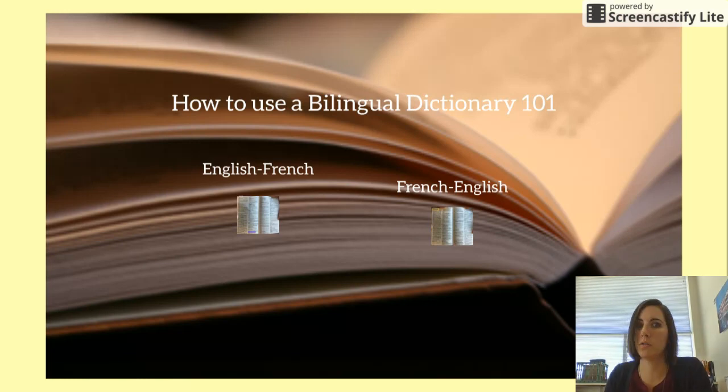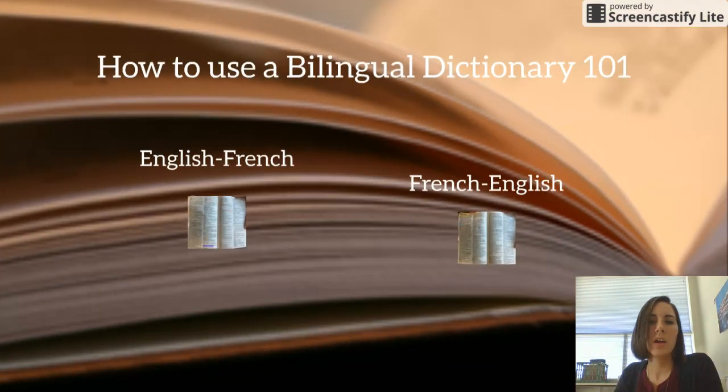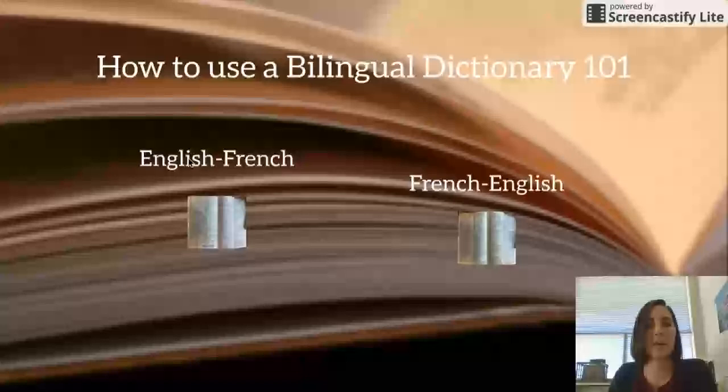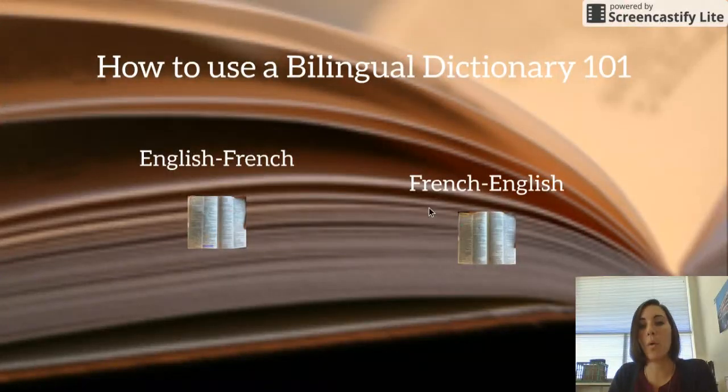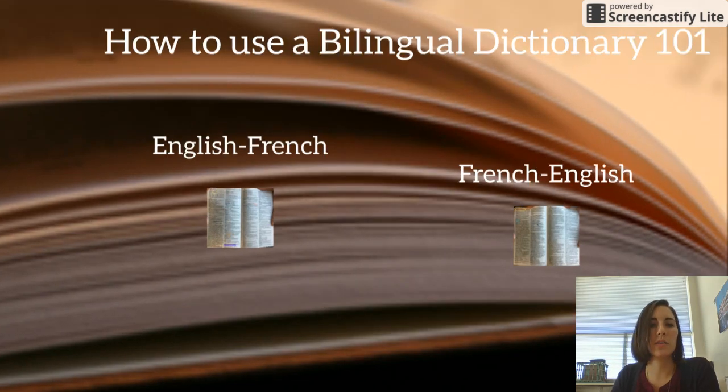So, very useful skill. For a bilingual dictionary, you'll have two different sides. You'll have one side where you look up the English word and you find the French, or the other side where you look up the French word and find the English. We're going to start off with the English to French side.